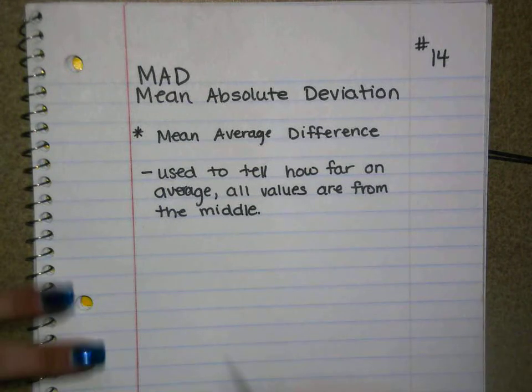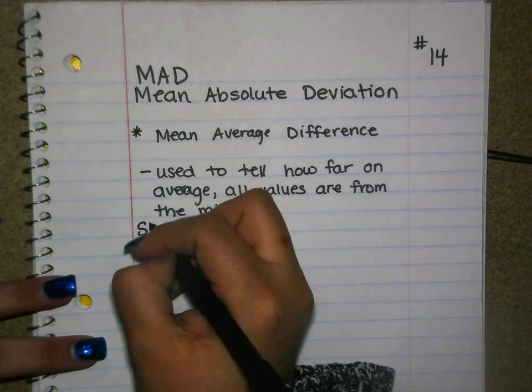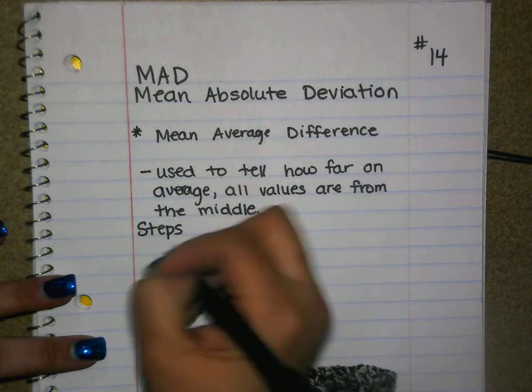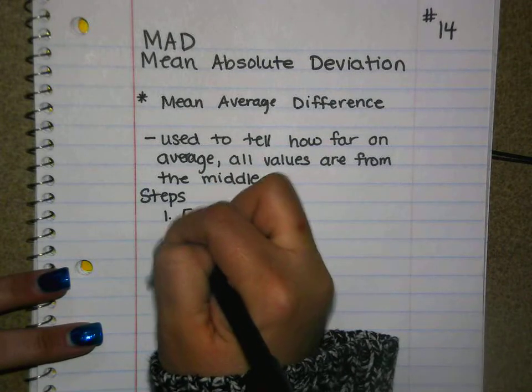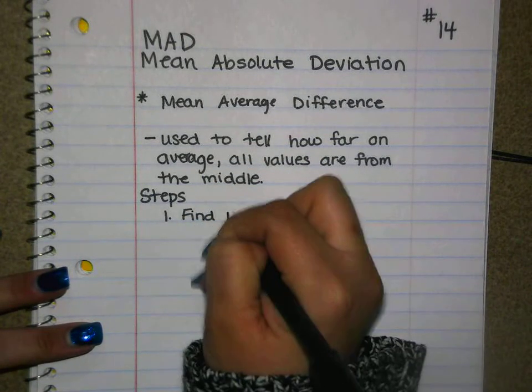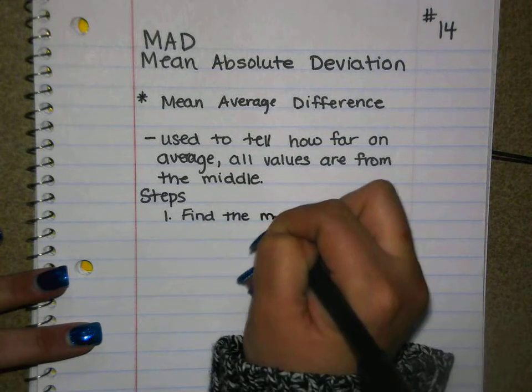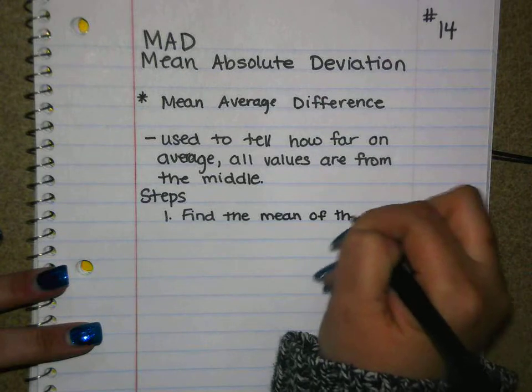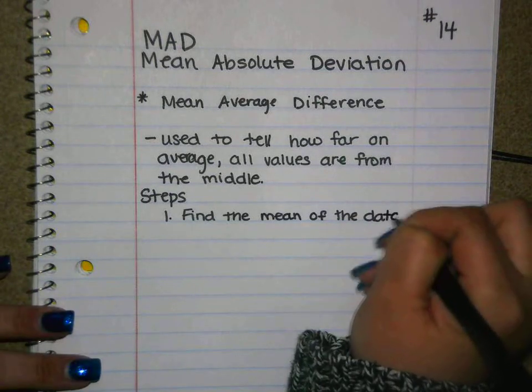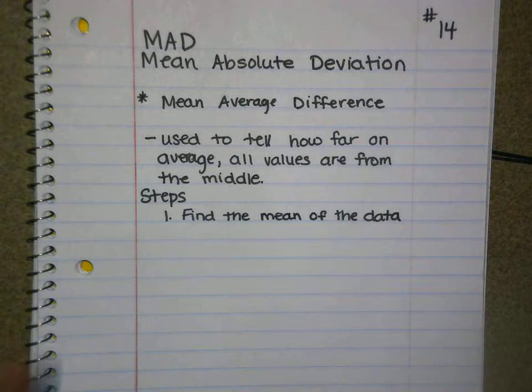Alright, so number one, here are the steps to finding MAD. Our first step is going to be find the mean of the data, which is going to be adding them all up and dividing them by the amount of data in the set, right?